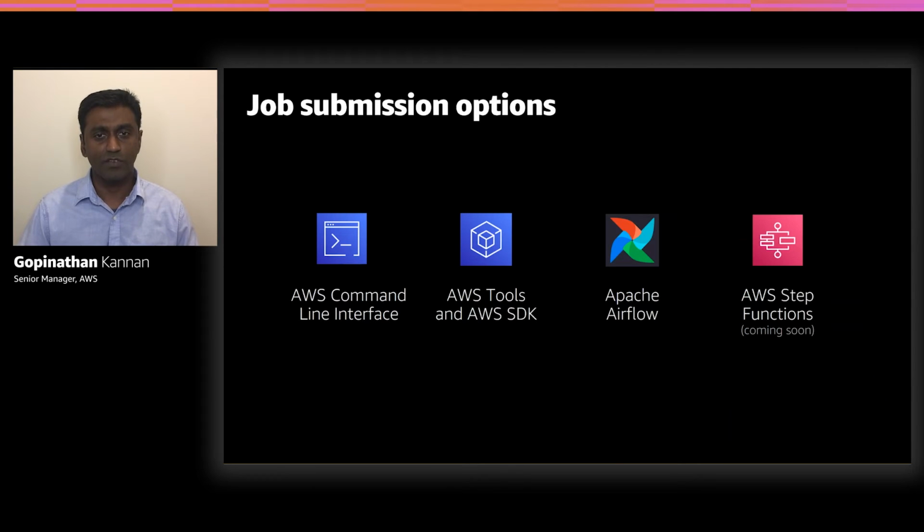For job submission, you have several options. We already looked at the option of using the CLI. We also have the SDK for you to be able to programmatically do the same. We'll also release an Airflow operator that will make it easy for you to manage job runs as part of your data pipeline. We're also working on integration with AWS Step Functions that will provide you with similar capabilities, which is coming soon.